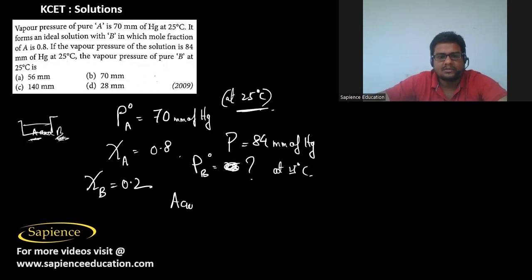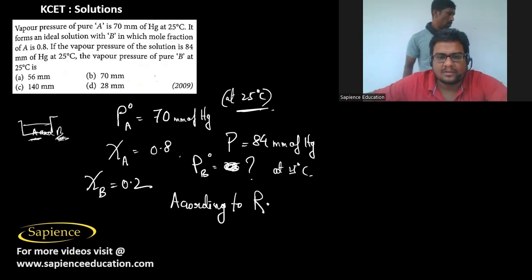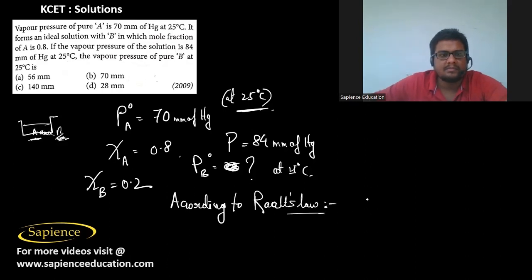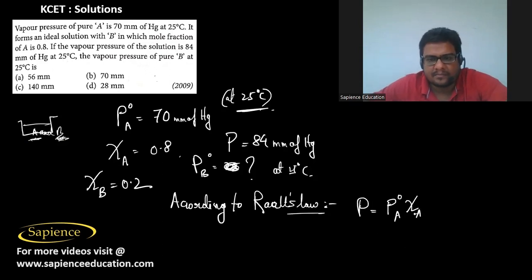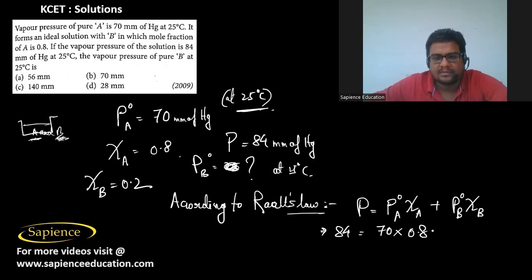So now according to Raoult's law, we can say that the vapor pressure of the solution is equal to P naught A times chi A plus P naught B into chi B. So 84 millimeter of mercury column is equal to 70 into chi A, that is 0.8, plus P naught B, which we have to find, P naught B into 0.2.